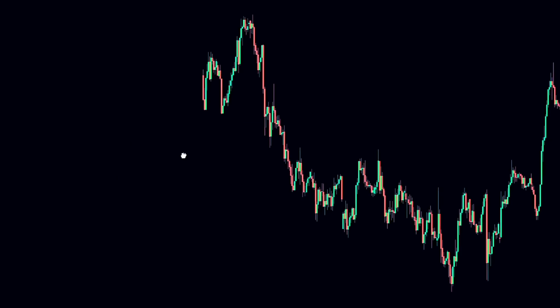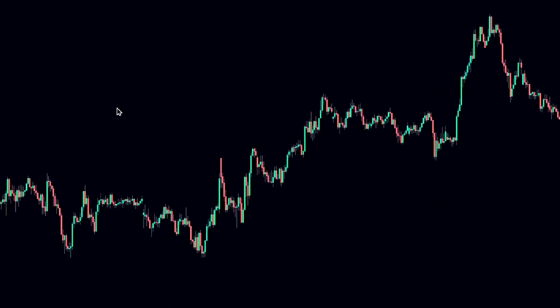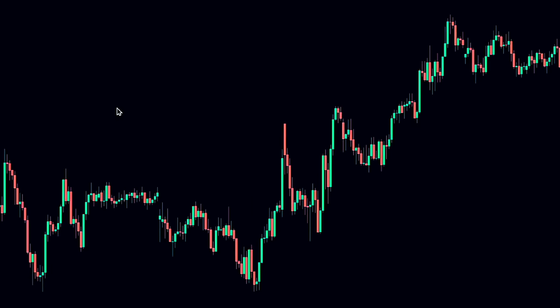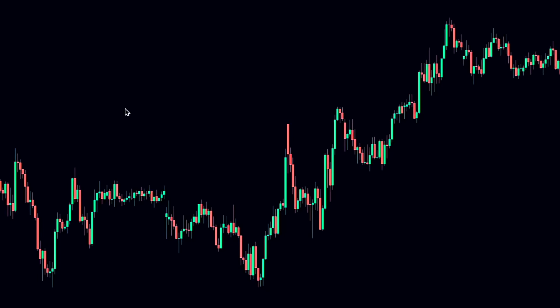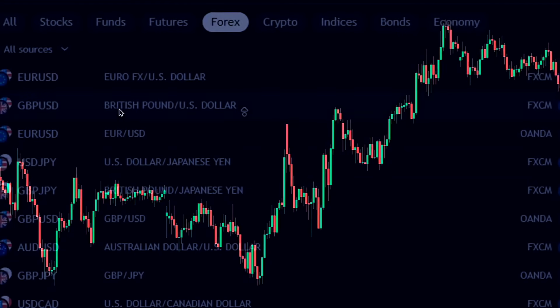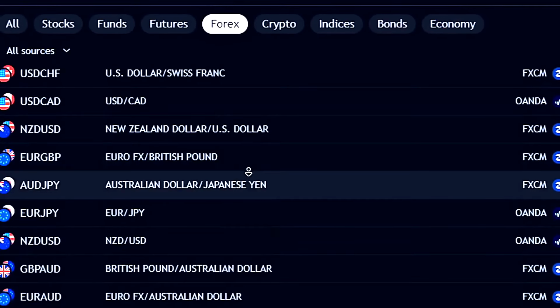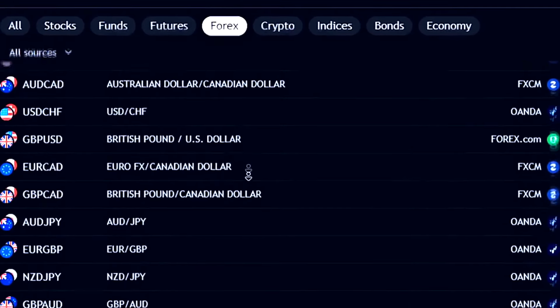Now let's get started. Head over to TradingView. That's the charting platform I'll be using here. If you don't already have an account, there is a link in the description where you can sign up. Once you're in, pull up any chart you want. It could be any market and any time frame.